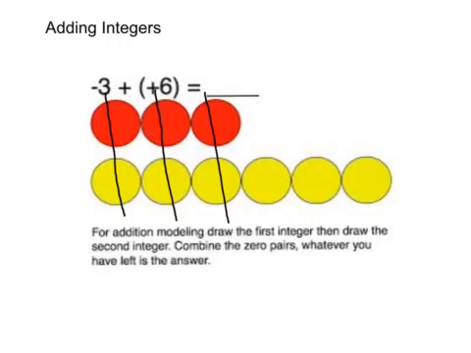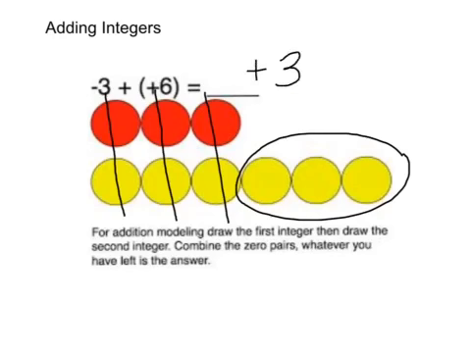And so you want to look to see what you have left. And what we have left is 3 yellow dots. Well, remember that yellow stood for our positive. So we can say that this answer adds up to a positive 3.